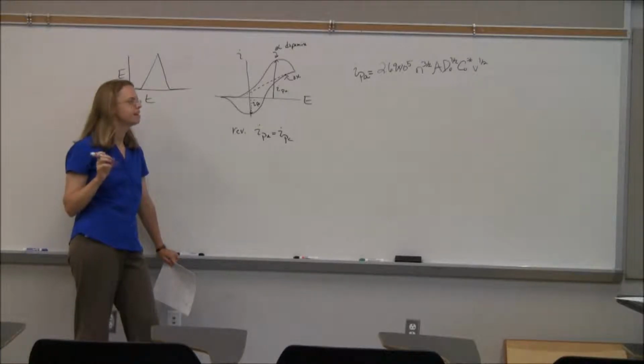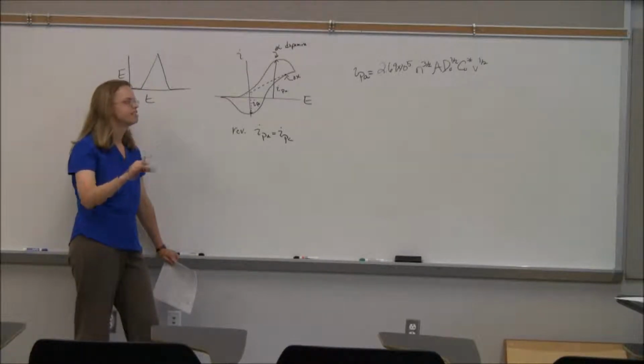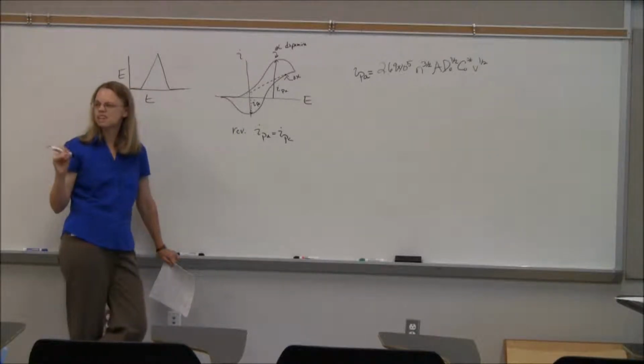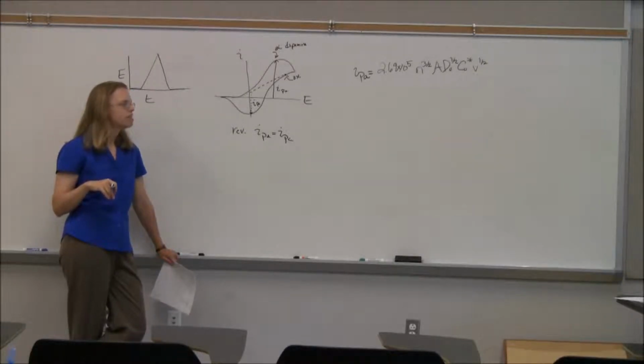A, D to the 1/2, so diffusion constant. But the things you would expect: diffusion, concentration, scan rate, area, number of electrons. All those variables we keep seeing in most of the equations are in this equation. And so this is the equation.